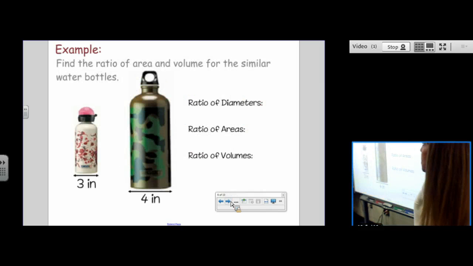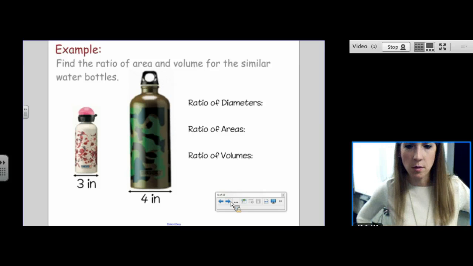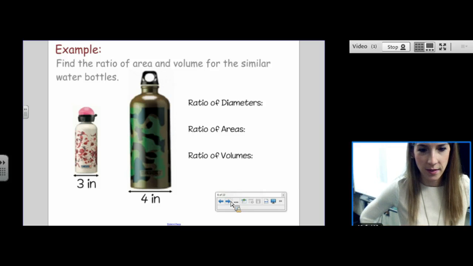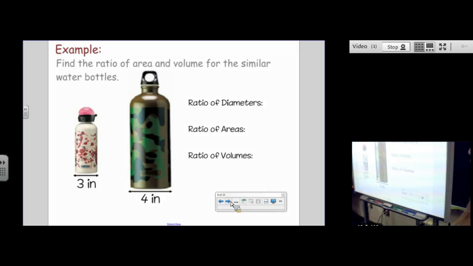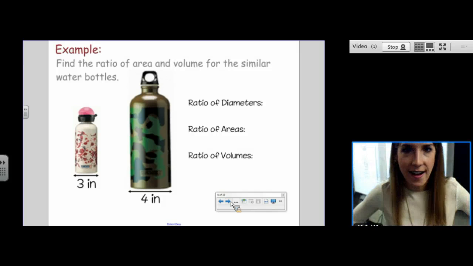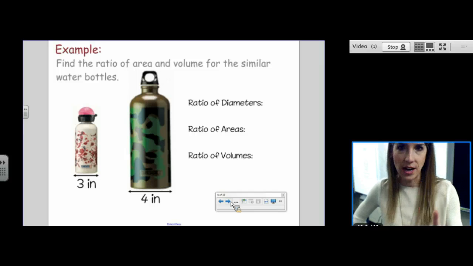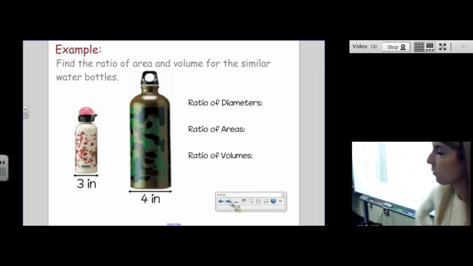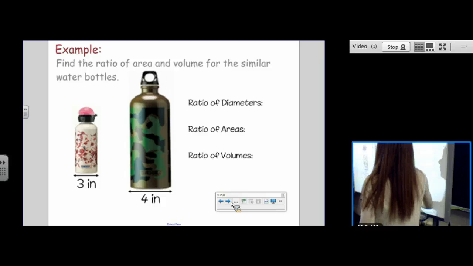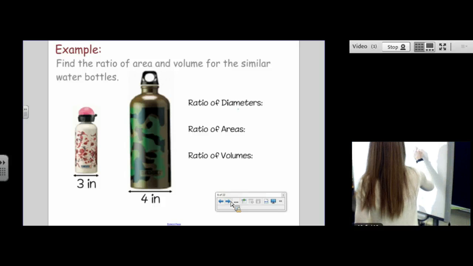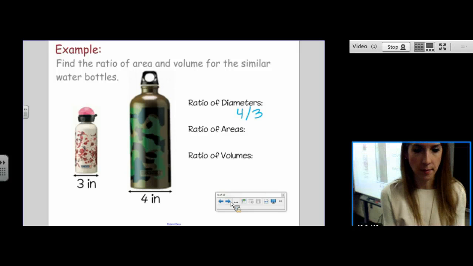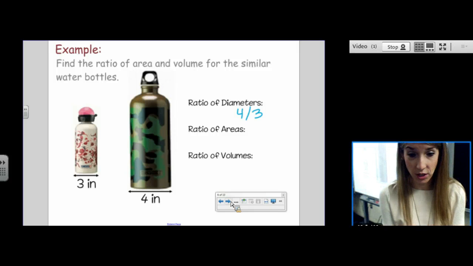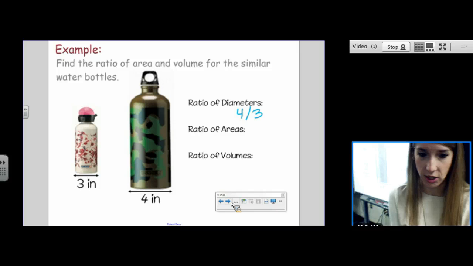So find the ratio of area and volume for the similar water bottles. We've got his and hers water bottles. Okay, so first you have to find the scale factor. You have to find the 1D ratio, the scale factor. Scale factor is second over first. So the ratio of the diameters is 4 to 3. We are not going to put the decimal version.